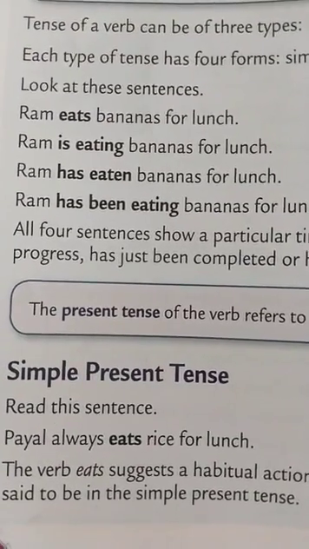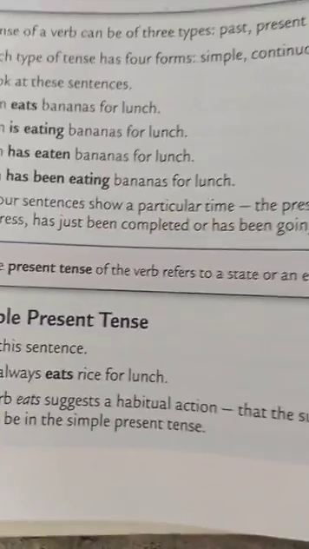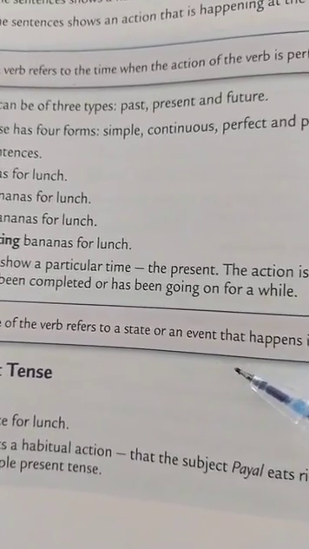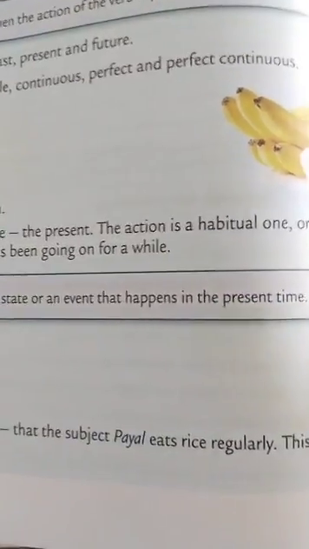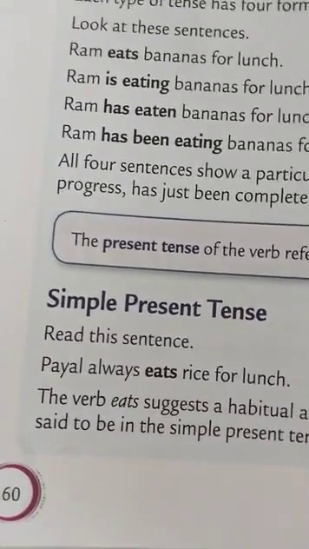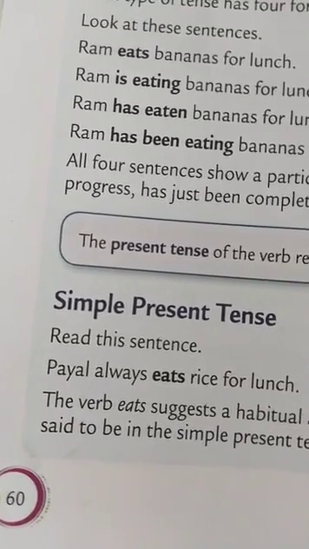Now the present tense of a verb, children, refers to a state or event that happens in the present time. Now first of all we will study simple present tense. Now children, first let us see when we use simple present tense.